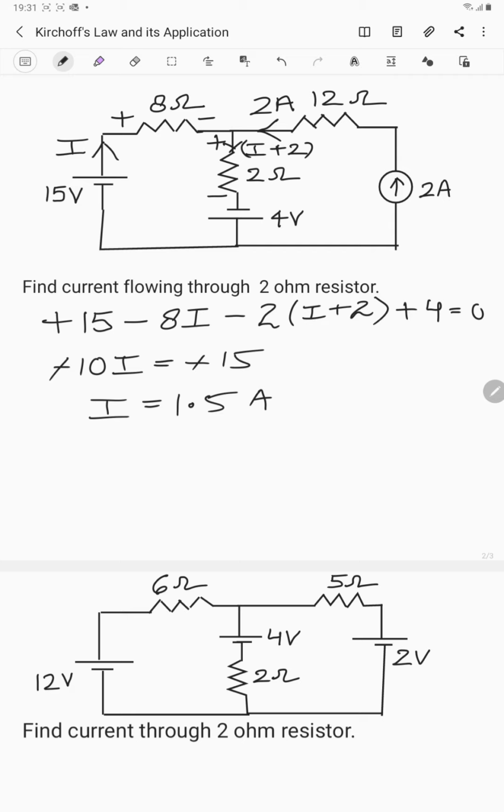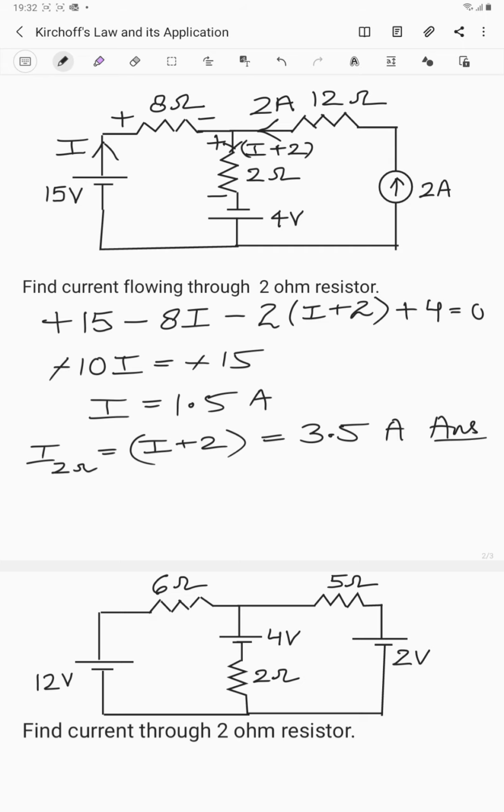In the question it is asking what is the current flowing through the 2 ohm resistor. What we have done is found the value of I. And the current flowing through a 2 ohm resistor is I plus 2. So we should answer that the current flowing through the 2 ohm resistor is I plus 2, which is 3.5 ampere. So that's the final answer. Here we have used KVL and KCL to find the current flowing through a 2 ohm resistor.